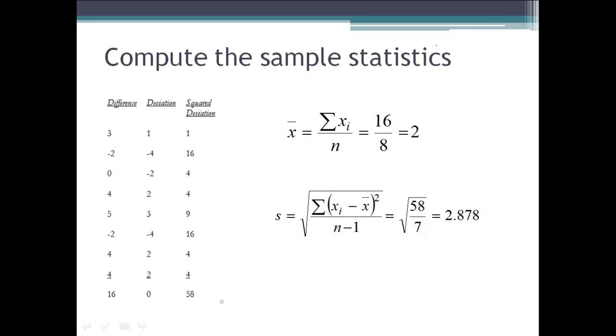Subtract that from each value to get the deviations. 3 minus 2 is 1, minus 2 is minus 4. Square those deviations. 1 squared is 1, minus 4 squared is 16. Add all those up. That's 58. Divide by n minus 1, 8 minus 1. Take the square root, and you'll have a standard deviation of 2.878. That's the standard deviation of these differences over here.